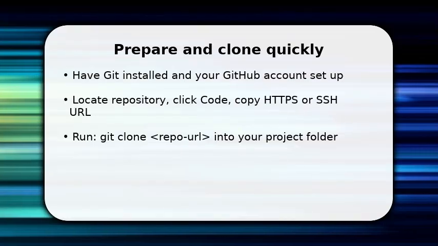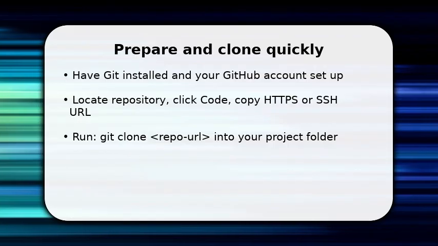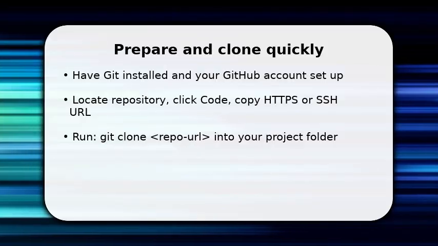You already have the essentials, so start now. Open a terminal, confirm Git is installed, and authenticate with GitHub if needed. Next, find the repository and copy the HTTPS or SSH URL. Cloning pulls the full project so you can work locally.